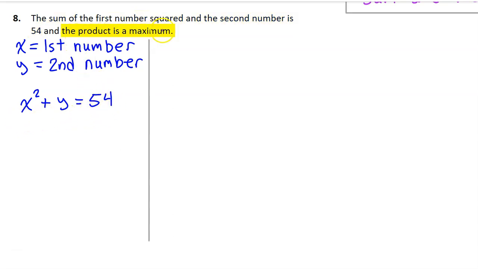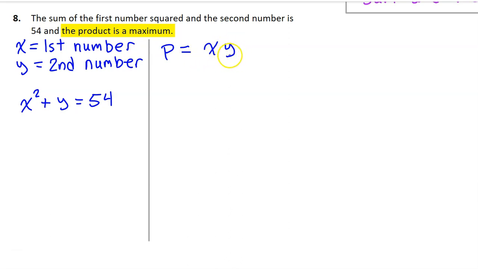The last part of the sentence tells us the quantity that we need to optimize. The product is a maximum. We need to make up a variable. Let's use p for product. Of course, that will be x times y. So we need to find the absolute maximum of this.